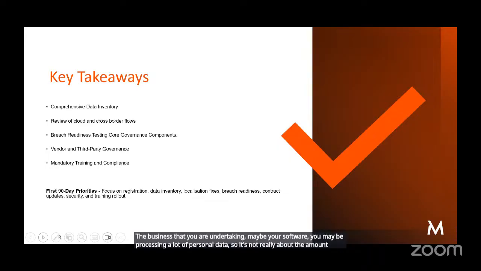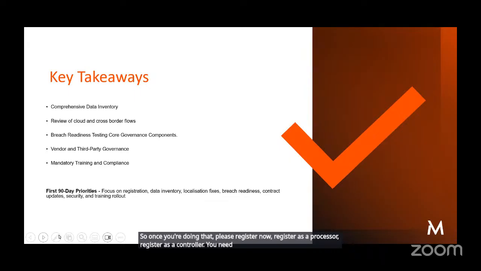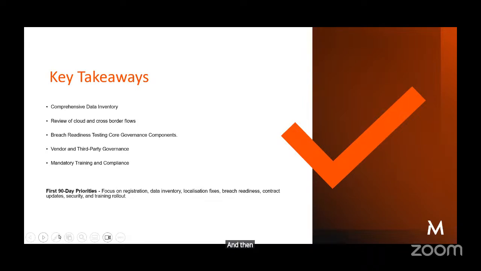The starting point is, are you collecting personal data? Are you using it? How are you using it within your business for you to know whether or not you need to be compliant? So once you're doing that, please register now. Register as a processor, register as a controller. You need to do that determination. You need to understand the localization rules. You need to fix things within your business, update your contracts, and then start rolling out the training.